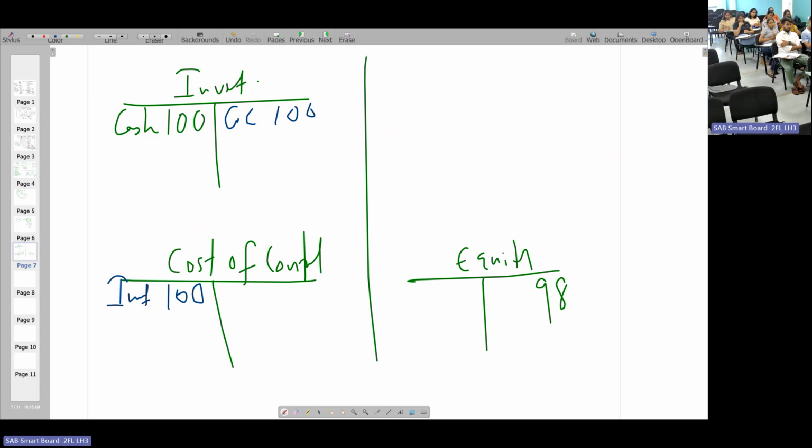Equity debit. Equity debit. Cost of control.